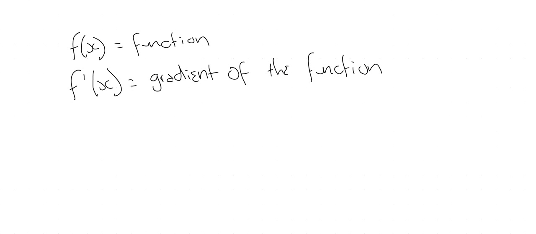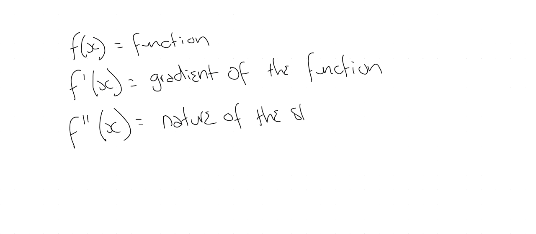The second derivative, do you remember what the second derivative means? It is something to do with stationary points, the nature of the stationary point. What's another word for a stationary point? Turning point. So this tells us about the nature of the stationary point, whether it's like this or like this. It gives us information about the curvature, whether it's convex or concave.